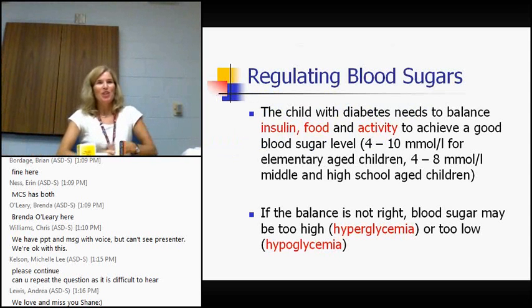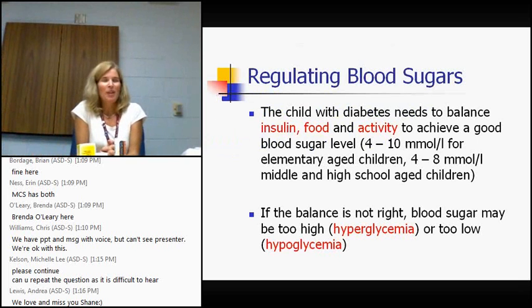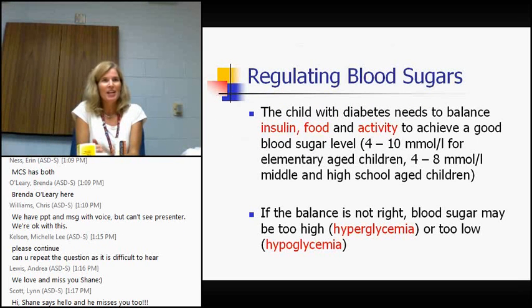So the child with diabetes needs to balance the amount of insulin they take with the amount of food they've eaten and the amount of activity that they're doing to achieve a good blood sugar level, which for children in elementary school, we say between 4 and 10 millimoles. And as children get older, we try to target the blood sugar between 4 and 8 millimoles. If the balance is not quite right, blood sugar may be too high, which is called hyperglycemia, or too low, which is called hypoglycemia.